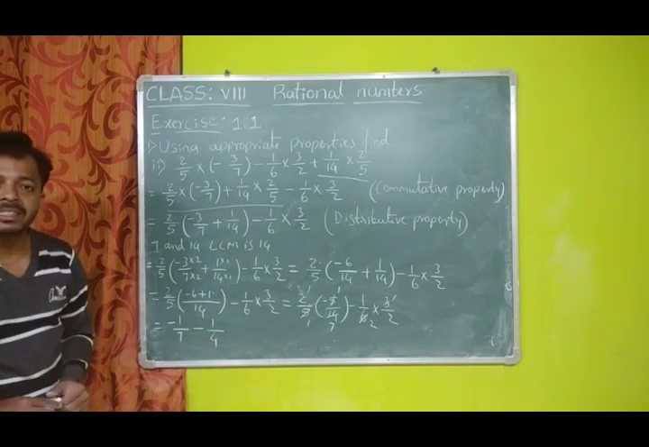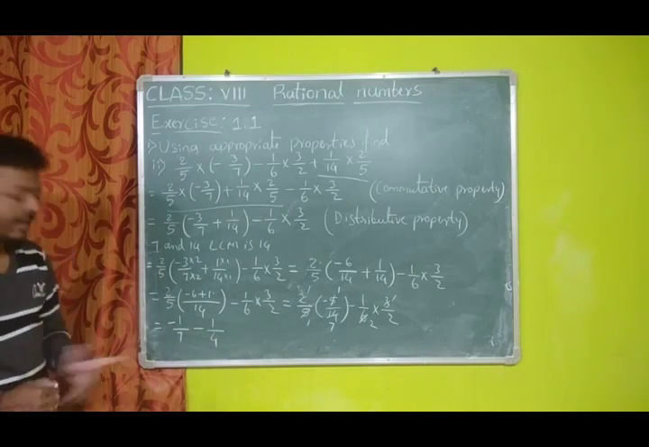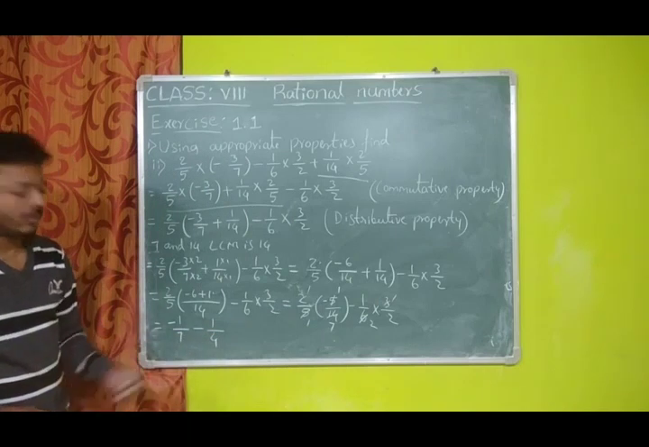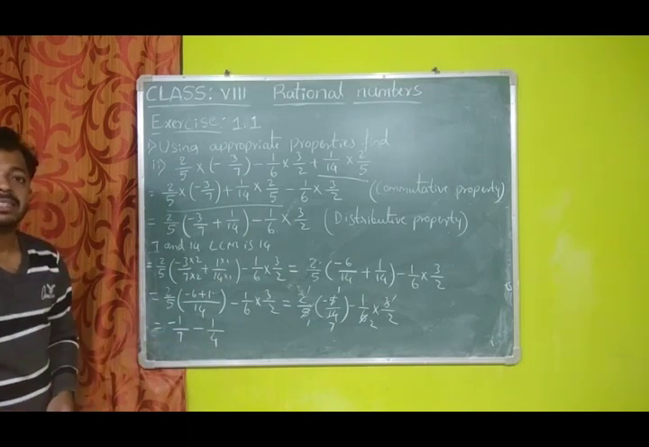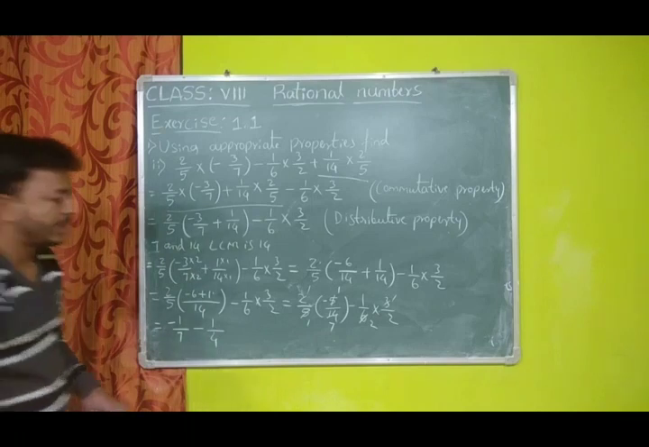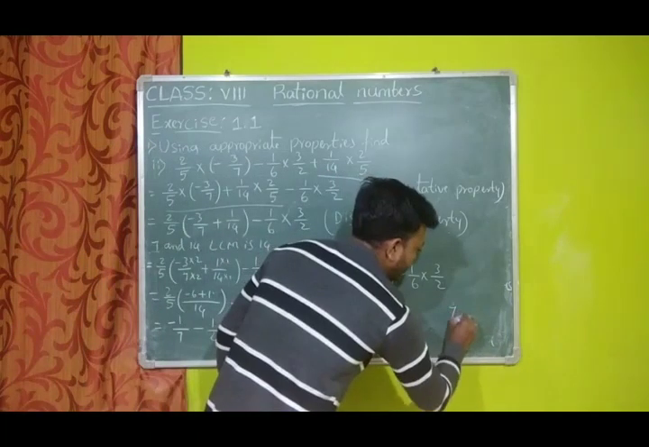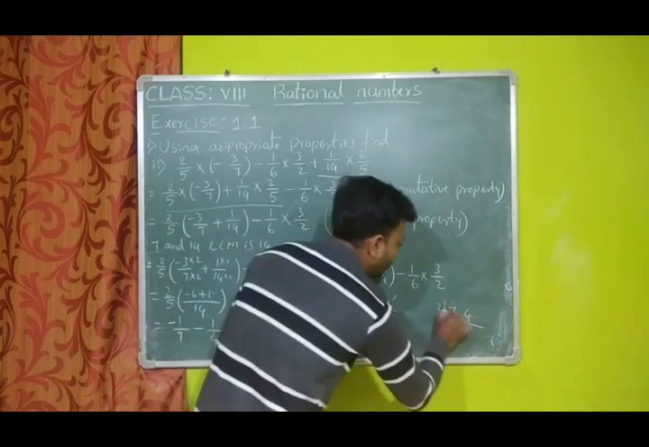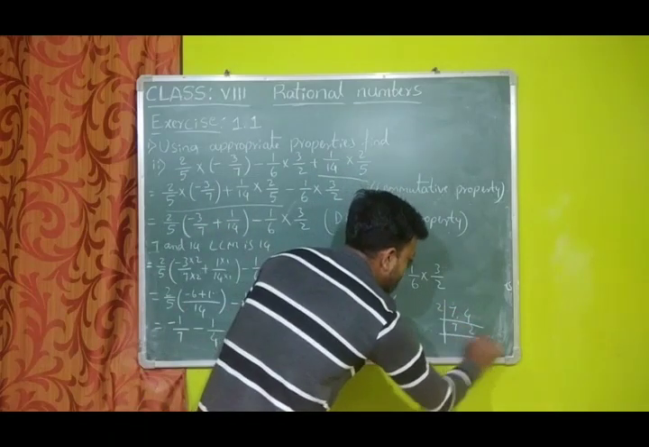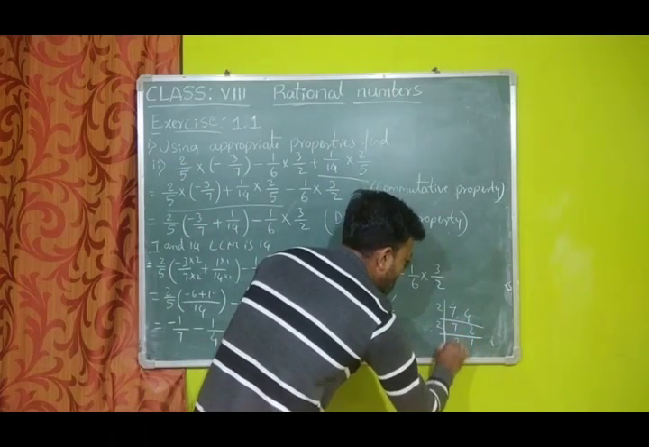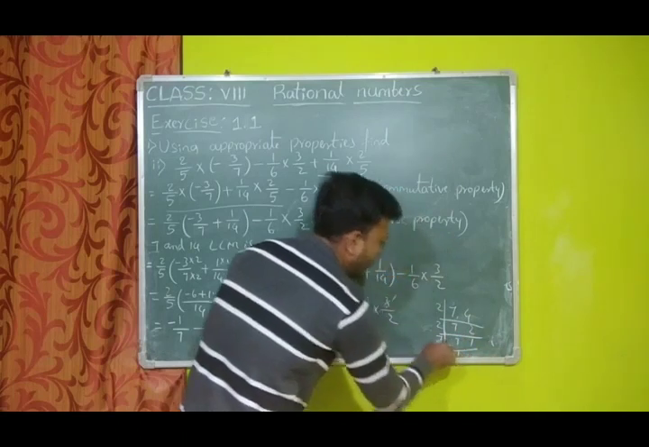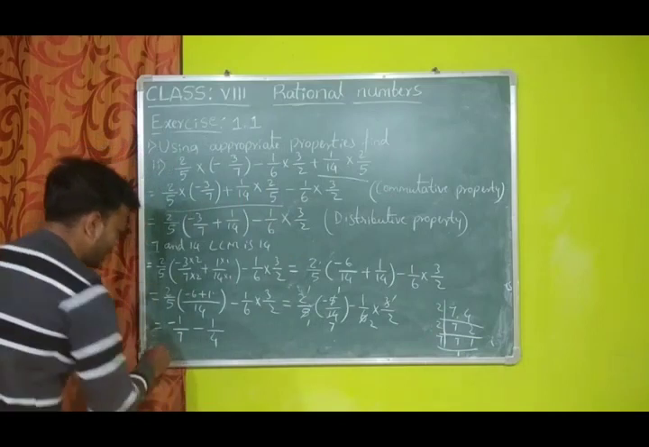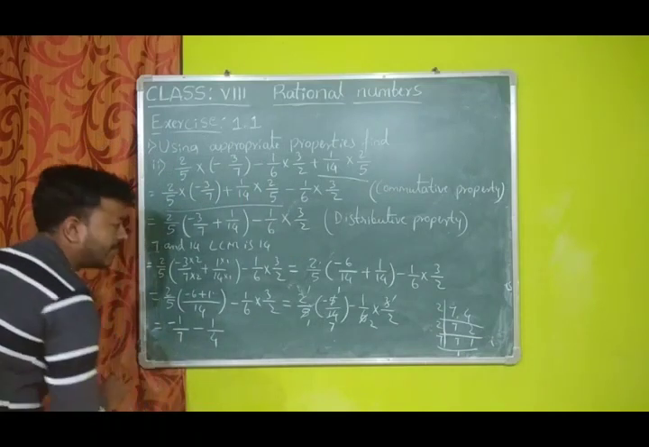This is not the final answer. We should simplify that. Now, are these two multiples of any term? No. You have to find the LCM and make them like fractions. So the LCM of 7 and 4, you know now that method of how to find it. 2 2s are 4, 7 as it is. 2 1s are 2, 7 as it is. 7 1s are 7, 7 2s are 14, 14 2s are 28. How much is the LCM?